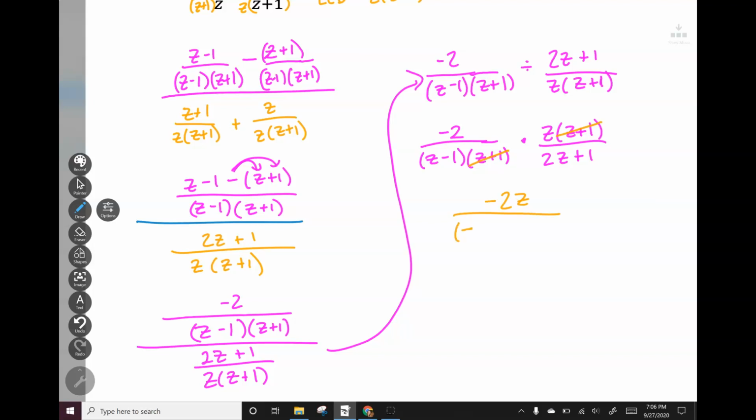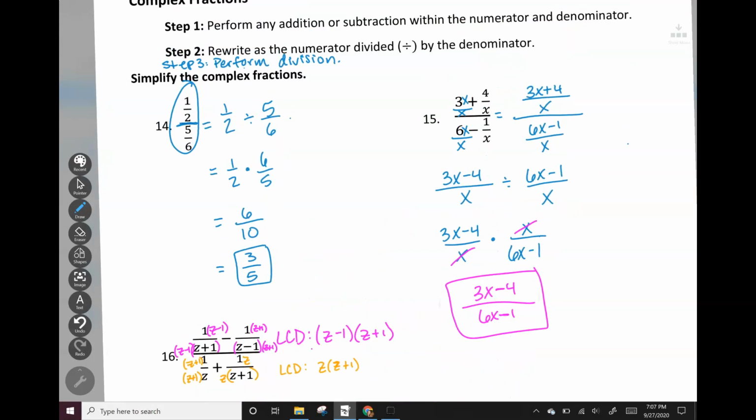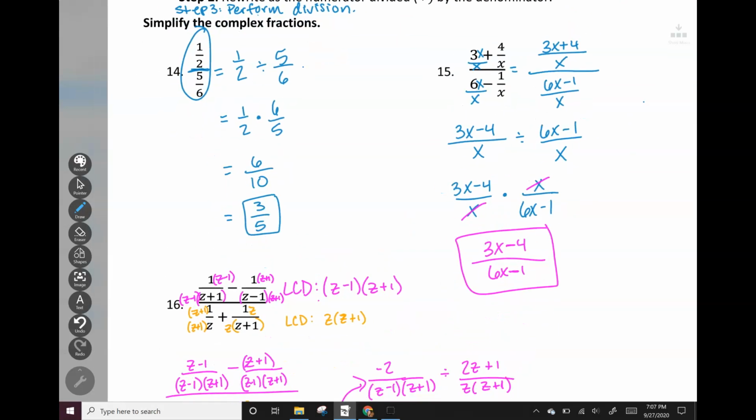Now multiply across the top and the bottom: minus 2z over z minus 1 times 2z plus 1. You could, of course, FOIL that in the denominator, but that is the correct answer there, so we'll just leave it. All right, that's how you do complex fractions. You perform any addition or subtraction in the numerator and denominator, and then change that to a division problem. Just rewrite it and perform the division.